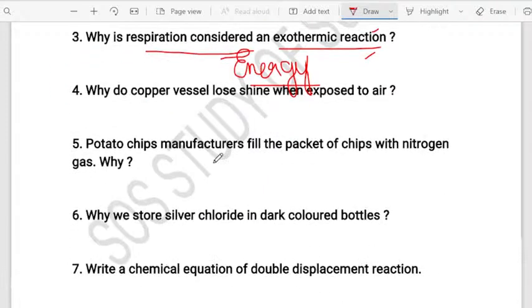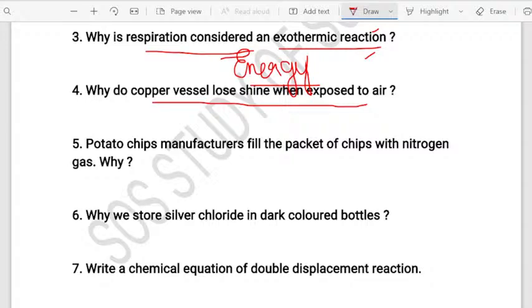Yes. Now let me go for the next question. I think you're clear with this concept. Yes. So why do copper vessels lose shine when exposed to air? Very important, dear students. Let me see now who will answer first. Why do copper vessels lose shine when exposed to air? I'm repeating the question. Let me see who will answer first.